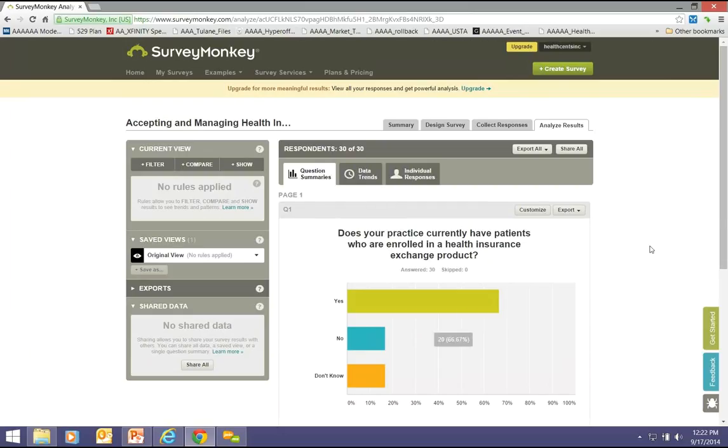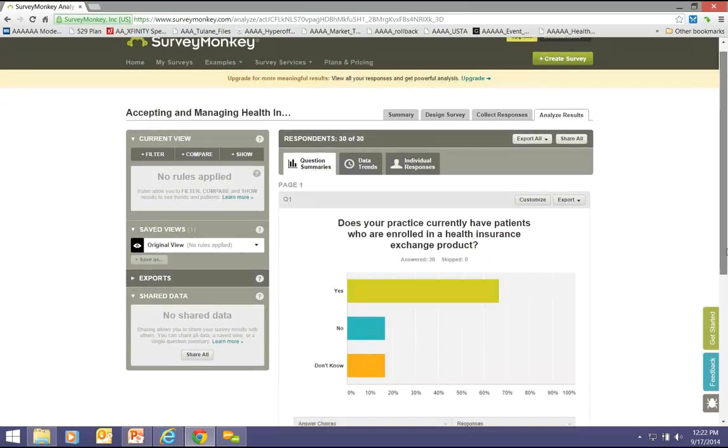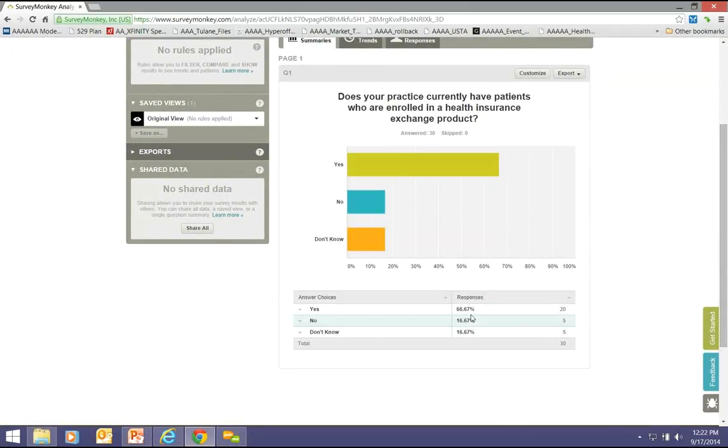Does your practice have patients? So it looks like most of you have said yes. In fact, almost 70%. And about 16%, 17% said no, and some said I don't know. So we have almost 70% of you, not surprisingly, do in fact have patients participating in health insurance exchange, and maybe the other 5% do or don't. We don't know for sure.